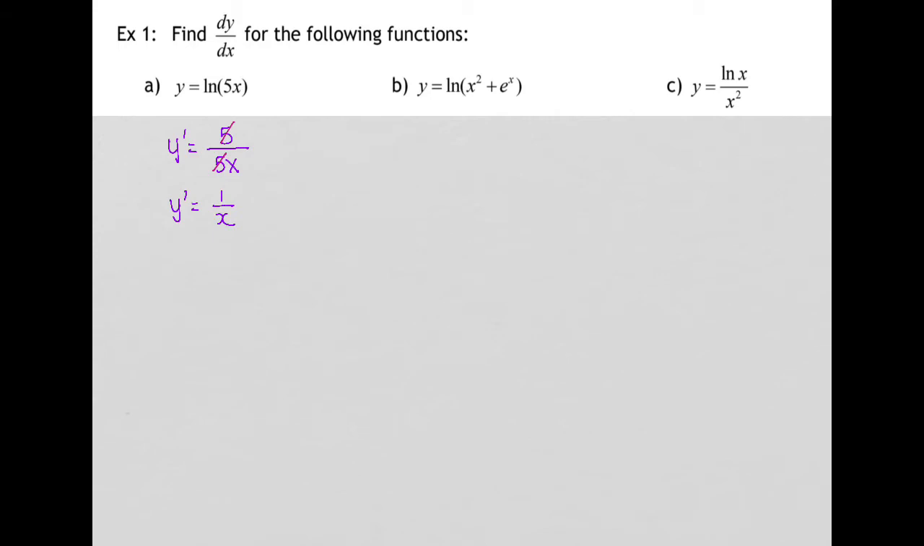For part B, the function is still in terms of log again. So y prime will put the entire function in the denominator, and the differentiation of the function goes on the numerator. The differentiation of x squared will be 2x, and the differentiation of e to the power x will be e to the power x.